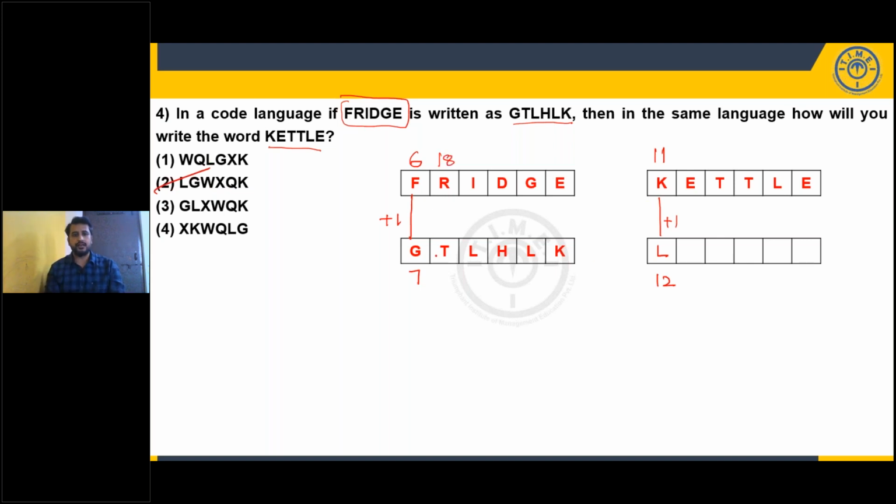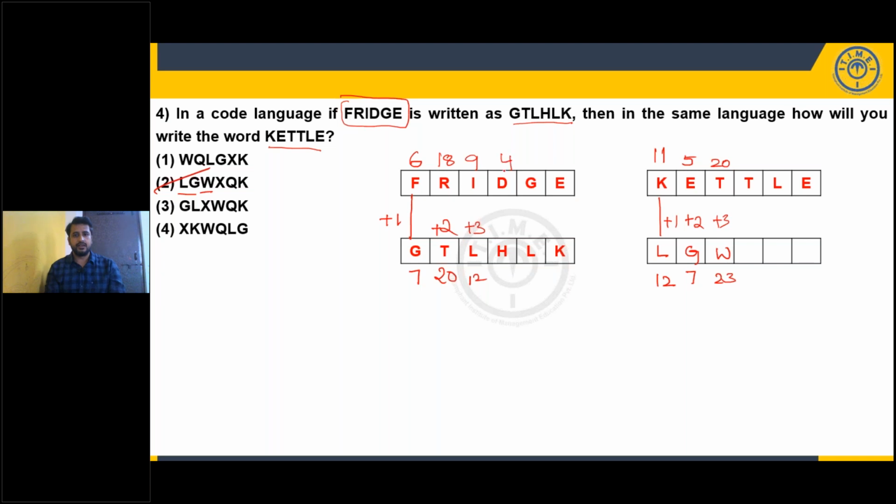R's place value is 18. T's place value is 20. So plus 2. E's place value is 5, and applying the logic plus 2, what will we get? Seventh letter. Which letter is the seventh letter? G. LG. Perfectly matching. I is 9, L is 12, so plus 3. So T is 20, plus 3 is 23, which is W.